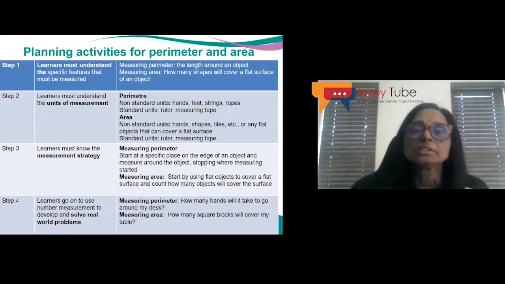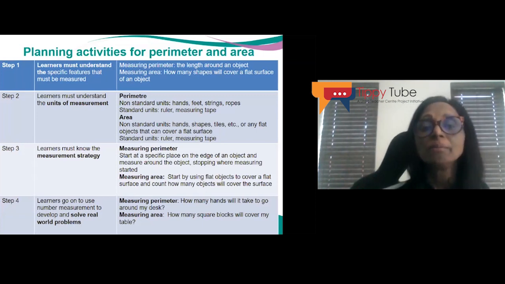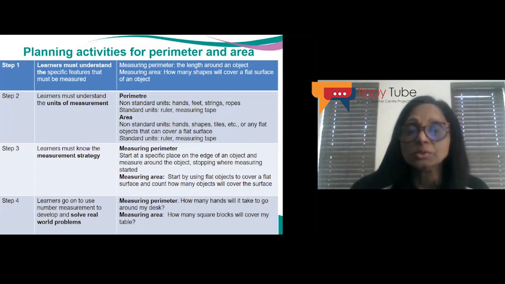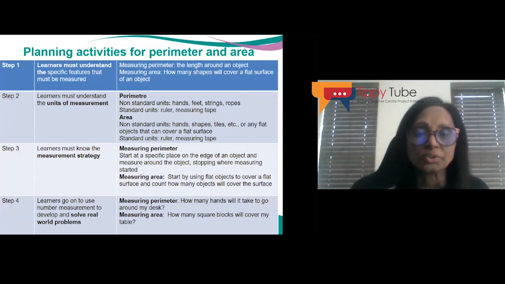Now, let us look at planning activities for perimeter and area. Perimeter refers to the length around an object, and area refers to how many shapes will cover a flat surface of an object. So when you are measuring in step 2, units of measure for perimeter is hand, feet, strings, ropes. And the standard units is ruler and measuring tape. The non-standard units for area is hands, shapes, tiles, etc. The standard units would refer to the ruler, the measuring tape, etc.